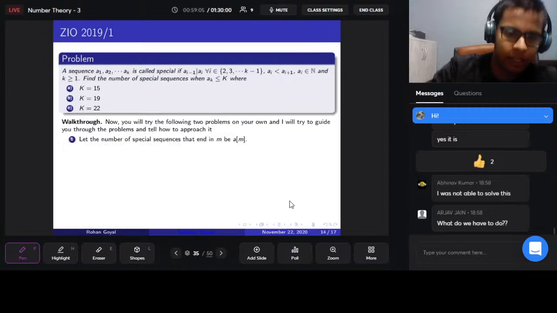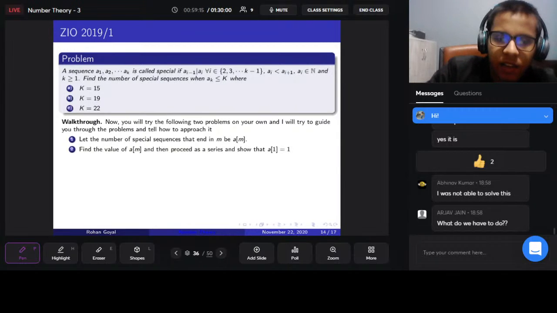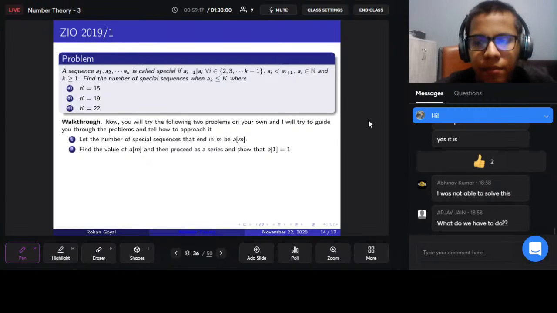Okay, I'll try to give you a hint. Let's say that the number of special sequences that end in n are a_n. Then, can we find the value of a_n for all n?